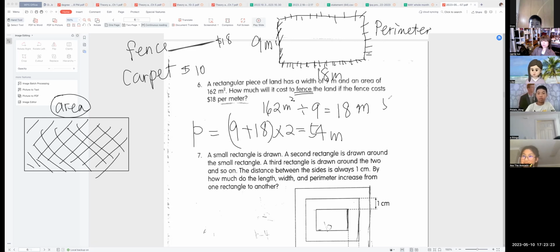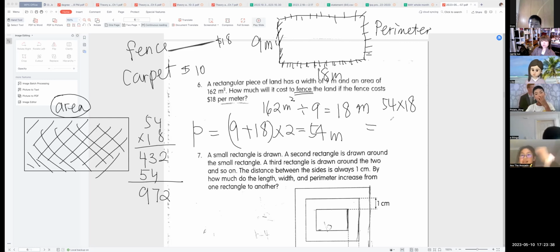And I want to calculate how much it costs. So it's 54 times 18. So 54 times 18 equals 970. Oh, what? 970. Yes. No. 972, Ava, just a little bit.